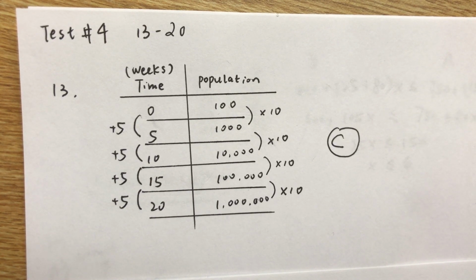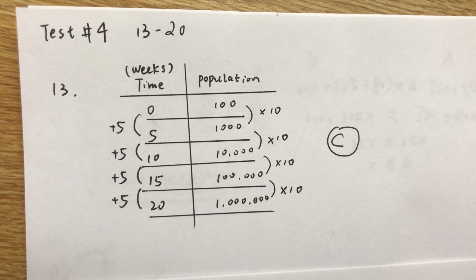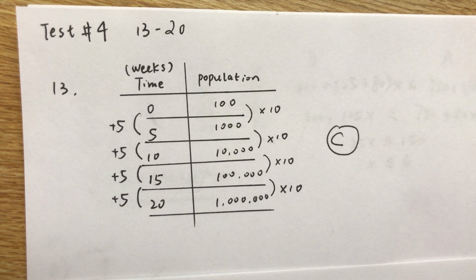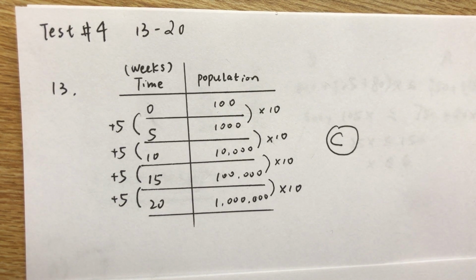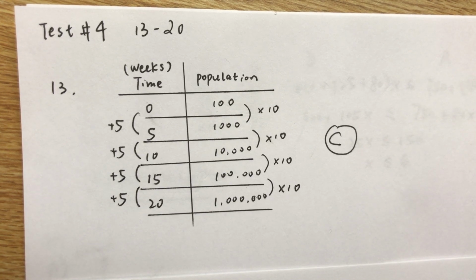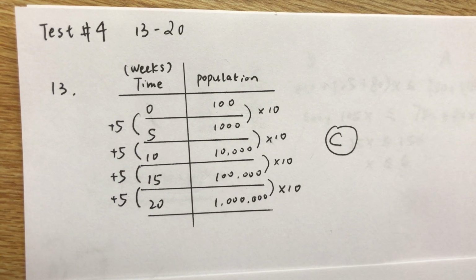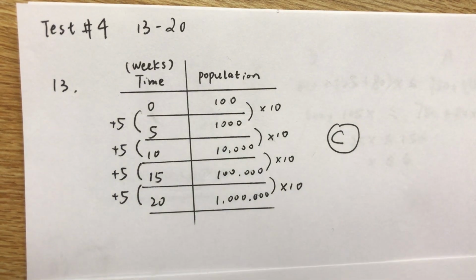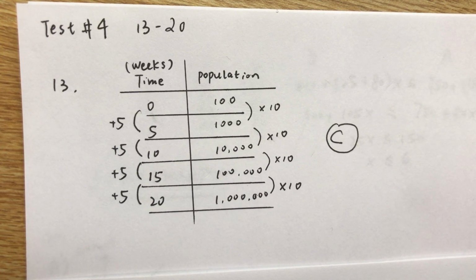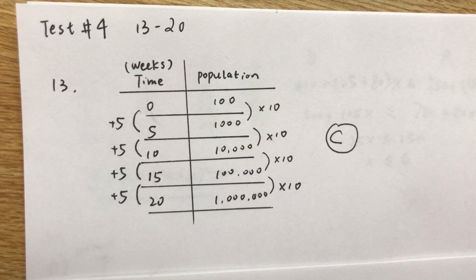Okay, today we will go over some SAT practice questions, which is from test number 4, 13 to 20. So firstly, let's look at question number 13. The population of mosquitoes in a swamp is estimated over the course of 20 weeks, as shown in the table. So we have the table here. Which of the following best describes the relationship between time and the estimated population of mosquitoes during the 20 weeks?